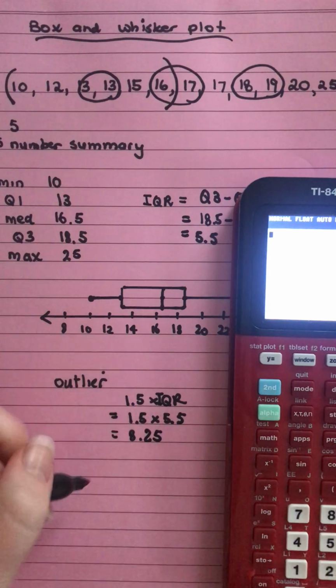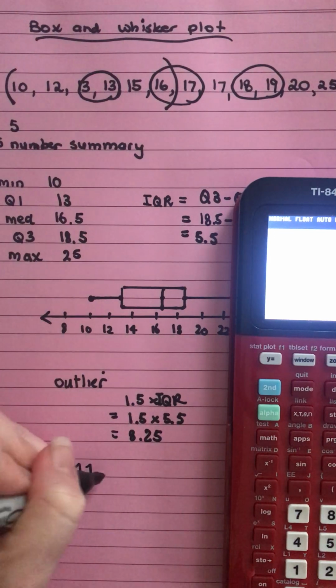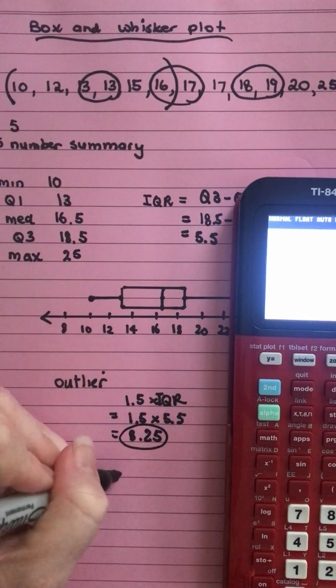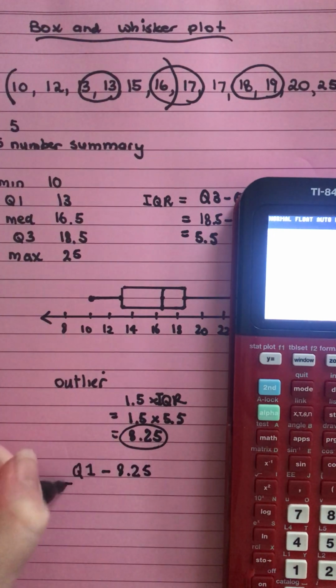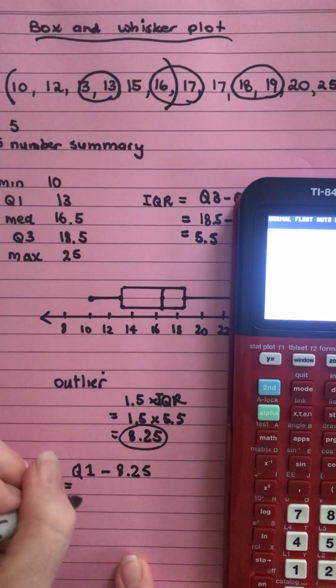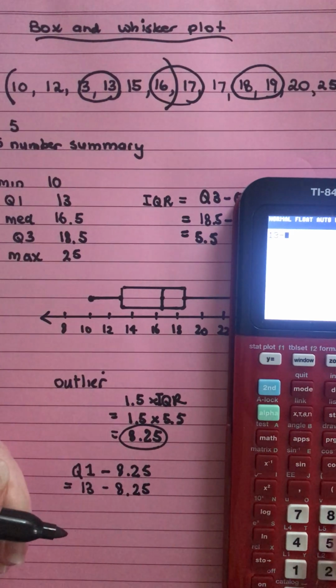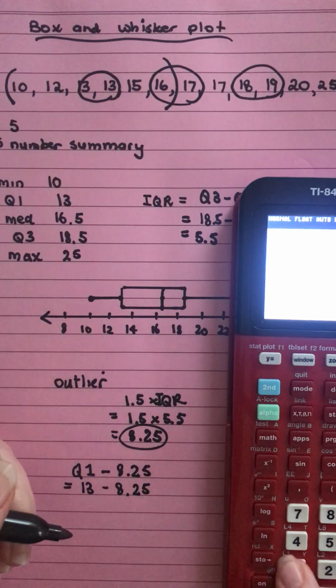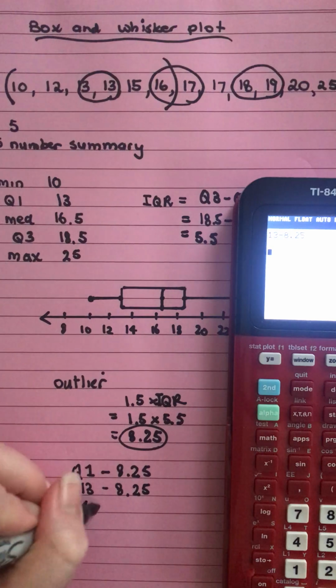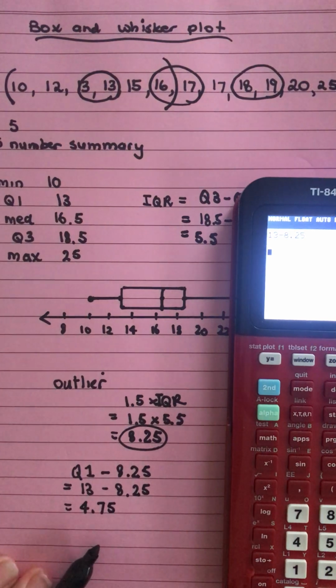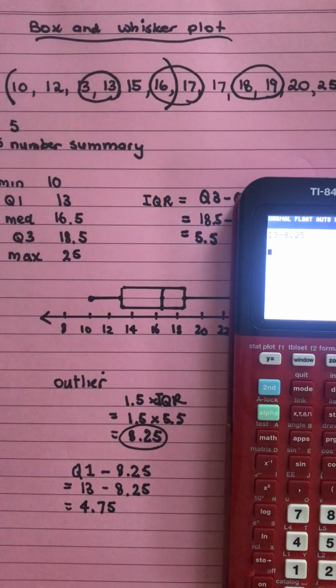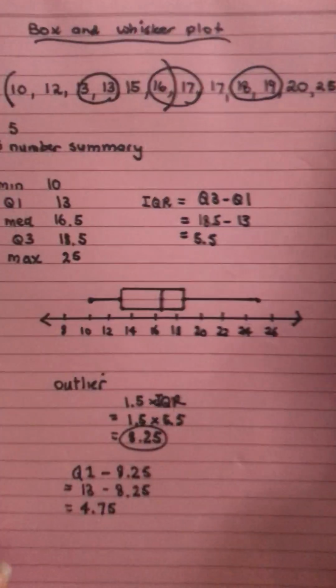I'm now going to get my Q1, and I'm going to take that number away from it. So my Q1 was 13, and I'm going to take 8.25 from that. And I get 4.75. Now I look at my list and have a look if there's any numbers that are smaller than 4.75. And no, I don't have any smaller than 4.75. So then I check the other side.